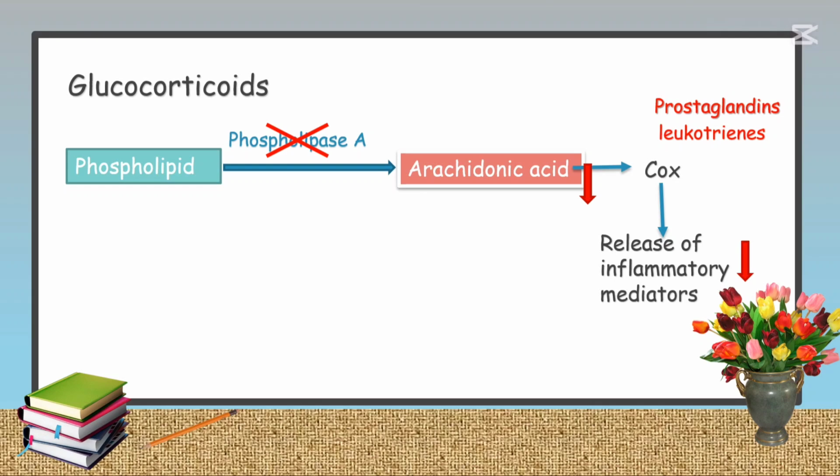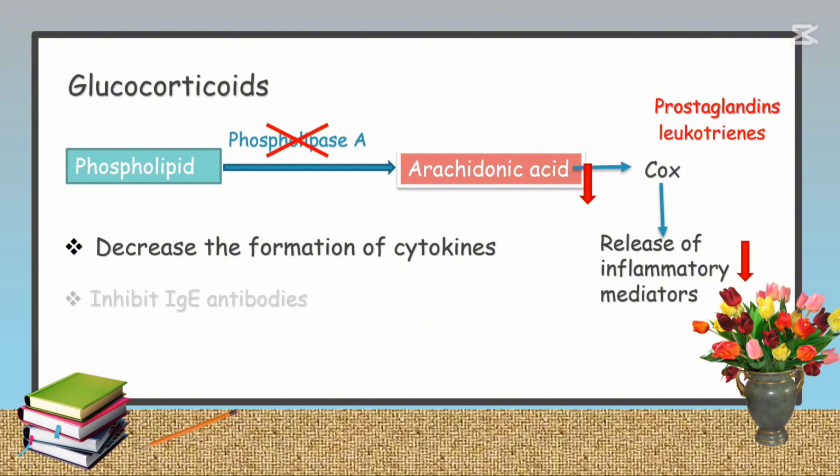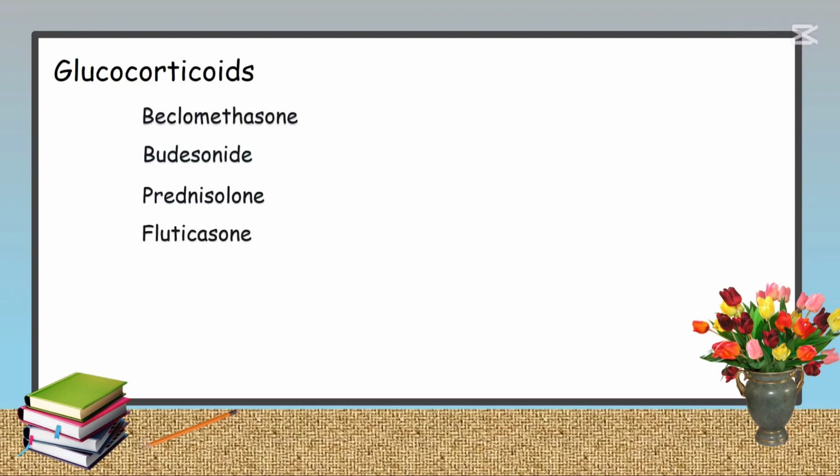Glucocorticoids also suppress the production of pro-inflammatory cytokines, which are essential signaling molecules in the immune response. Additionally, they inhibit IgE antibodies, which play a role in allergic reactions. Beclomethasone is better for regular usage. Budesonide is a potent drug, which is preferred for severe conditions. Oral prednisolone is prescribed for acute attacks.